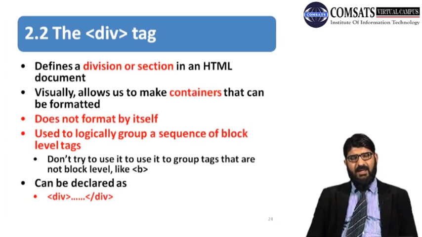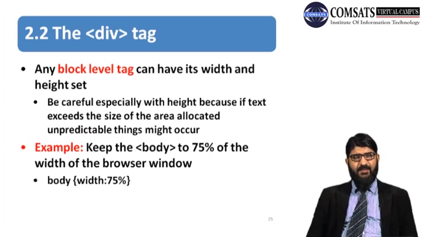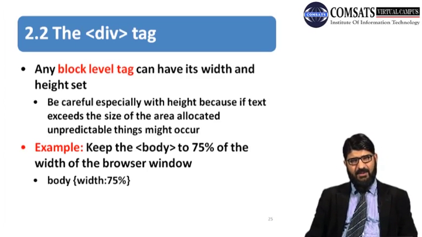What is the way to declare a div tag? A div tag can be declared by giving the start tag of the div, then the required information, and then the end tag of the div tag. Any block level tag can have its width and height set. If you want to know what a block level tag is, as we discussed in the previous slide, always remember a block level tag can have its width and height set.